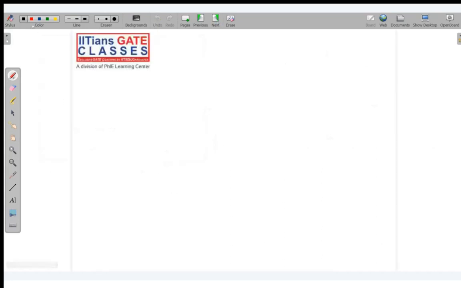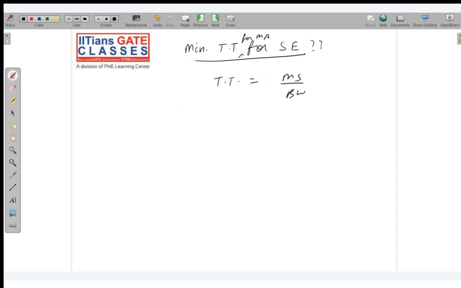And they can ask like this also: minimum transmission time for standard Ethernet. Transmission time is message size upon bandwidth. Minimum transmission time for a MAC frame for standard Ethernet. Now they can ask this type of question just to check whether you have analytical skills or not.